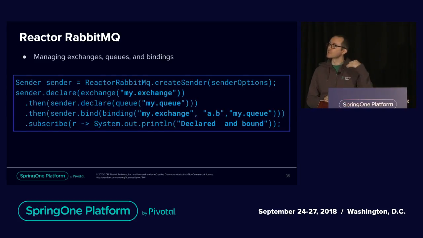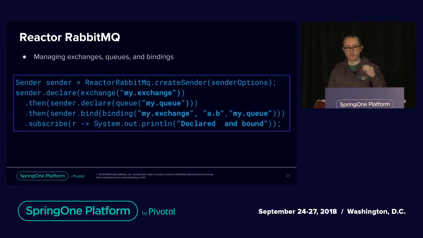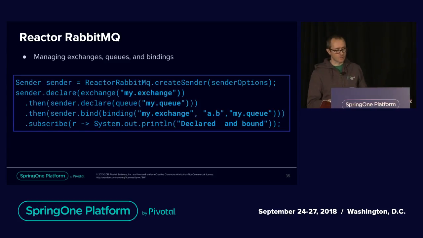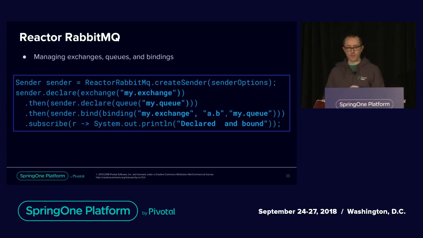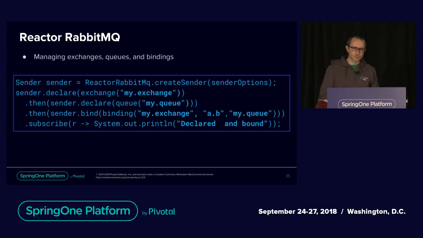When you want to send messages or manage your resources, you use a sender. From this sender, you have different methods to manage your resources. So I declare an exchange, and then I declare my queue, I bind them together, and all of this only happens when I subscribe to the Flux, just as usual with Reactor.